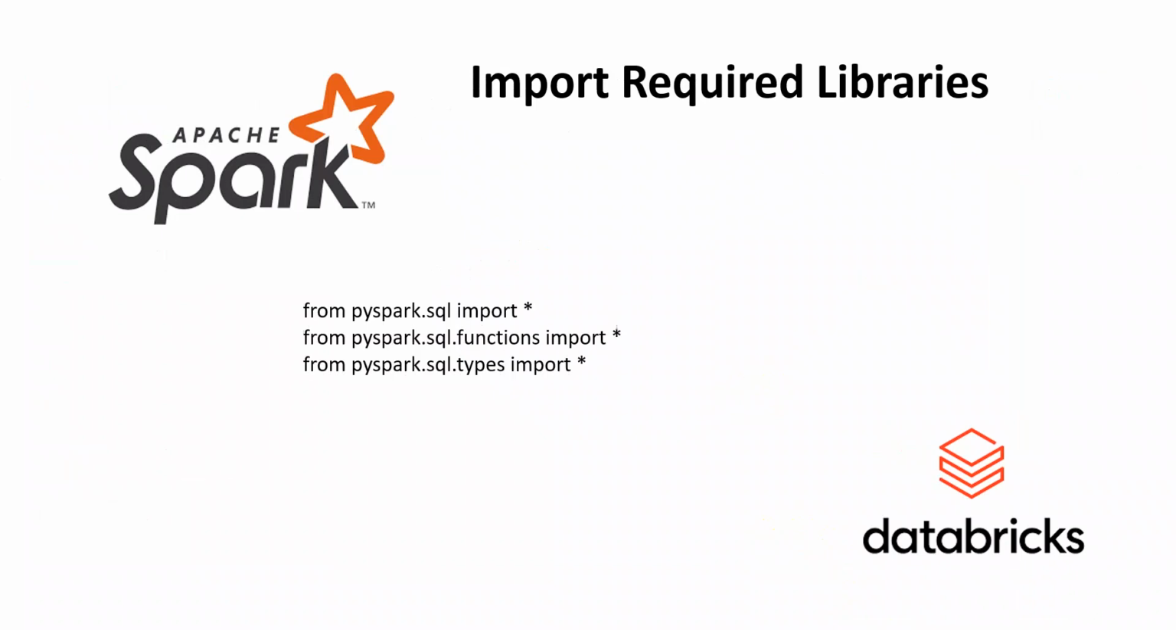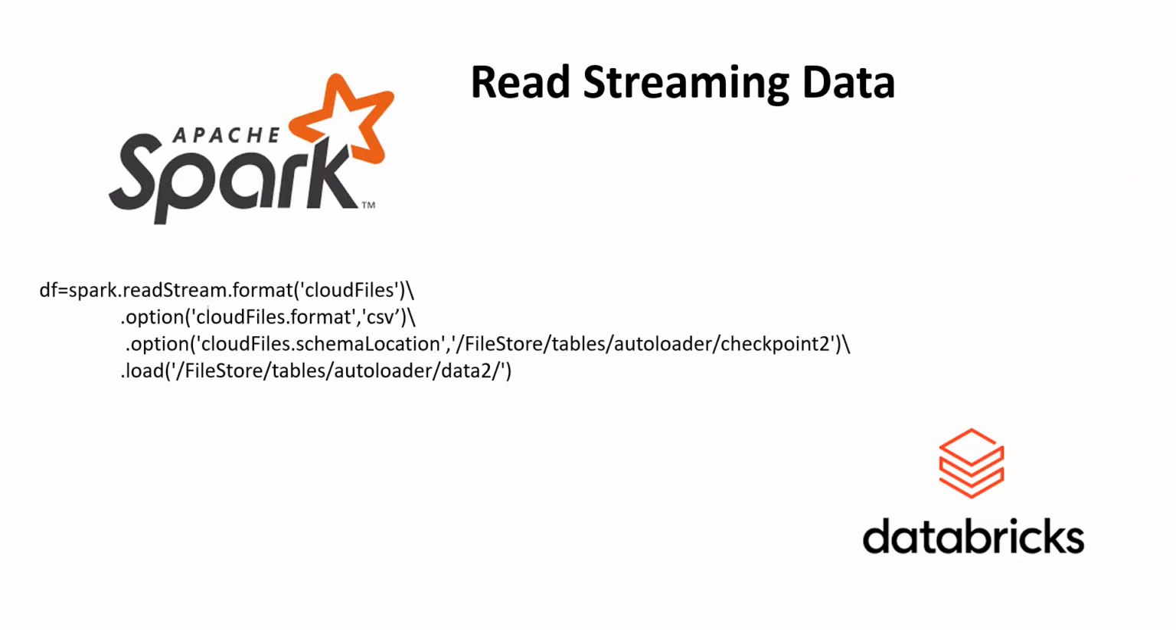Through the autoloader, you read the data continuously from the source. Then after that, we have to write it into a destination. So before using the autoloader to read the data continuously from the source, make sure you import the required library. After that, we have to read the data by using the data frame.